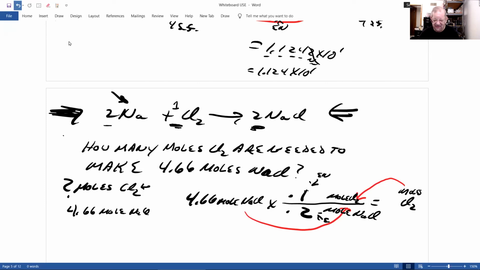And for this problem, I don't even need my calculator. Well, I hope not. And the answer you would get is 2.33 moles NaCl, 3 significant figures. Exact numbers, 3 significant figures. And that's how you do it. Remember, the coefficients of a balanced chemical equation give you molar ratios.